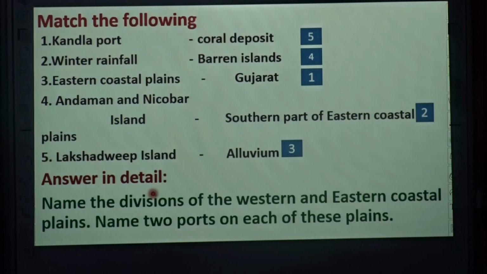Next one is answer in detail. First question is, name the divisions of the western and eastern coastal plains. Name two ports on each of these plains. So we have to say the divisions of the western coastal plains and the eastern coastal plains, and we have to write two ports each.